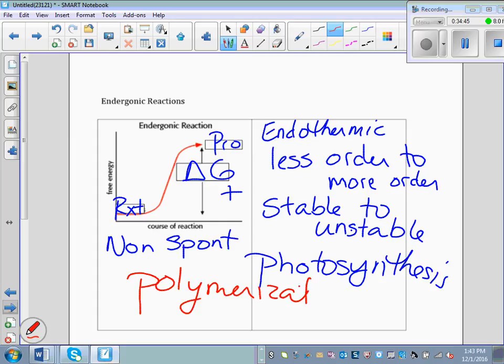Now, I have to ask this review question because I'm evil. If using water, what would I call it? Oh my god. Third period got it right out. No one said hydrolysis. Dehydration synthesis. You're right. Also known as condensation.